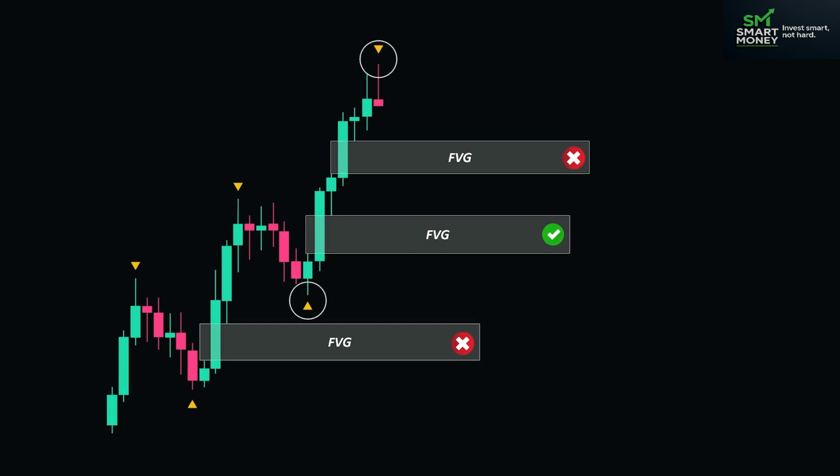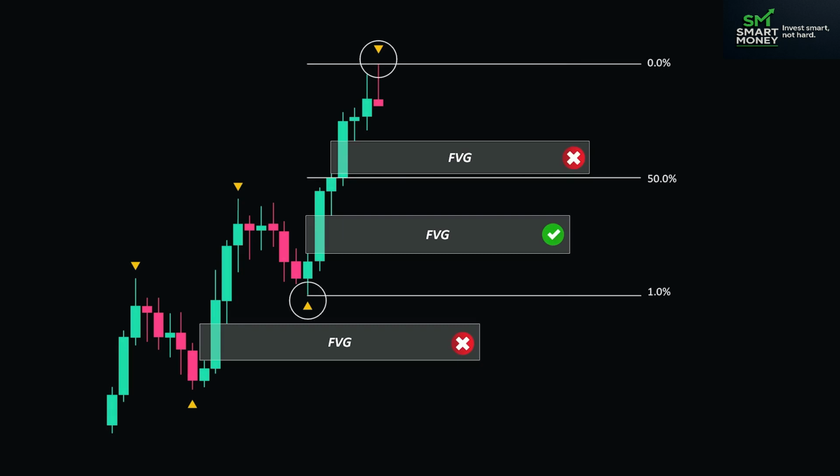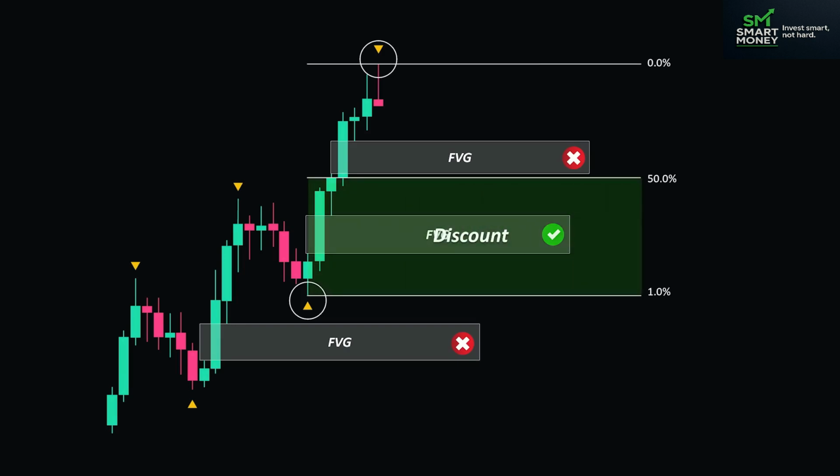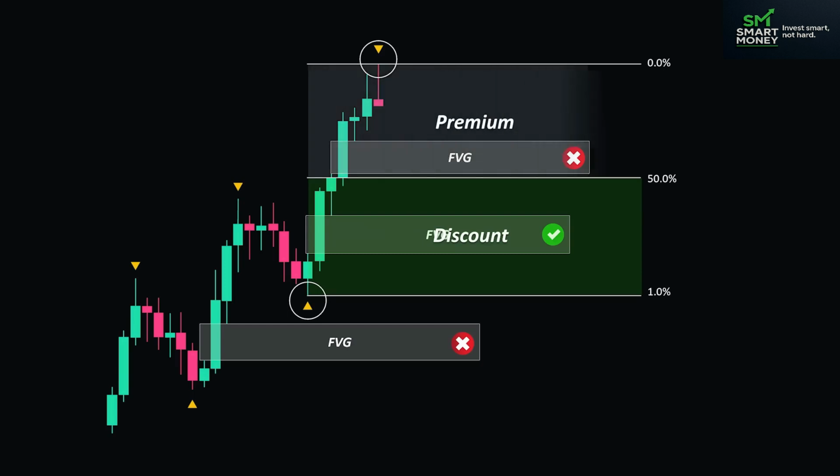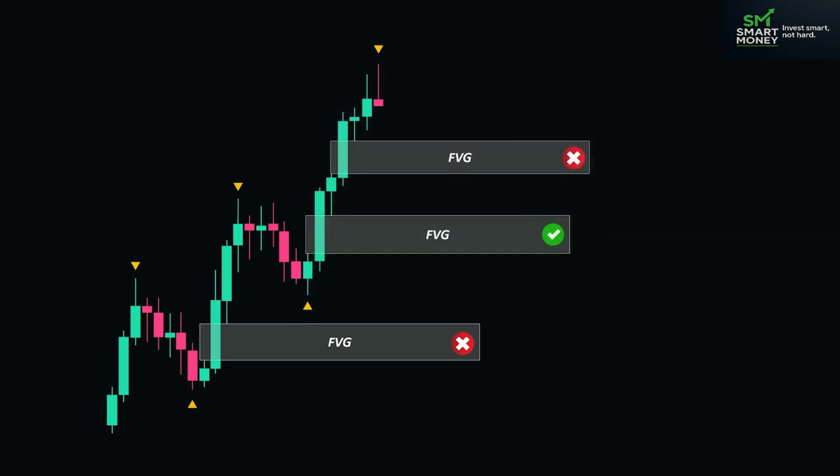If we take the start and the end of the latest impulsive move and apply the retracement tool, you'll notice that the second FVG is located below the 50% level, which is the discount zone, while this FVG is located above the 50% level, which is the premium side of the range. We are only interested in buying in the discount zone for multiple reasons.